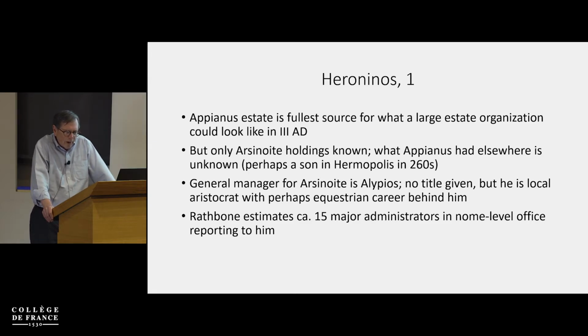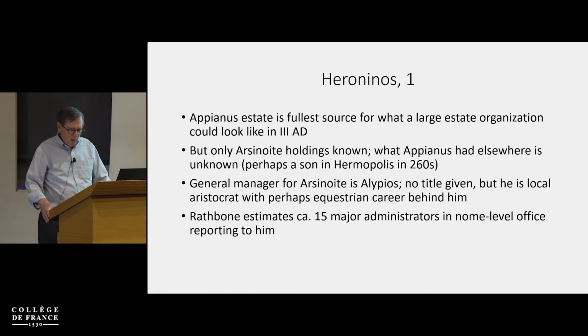And Rathbone has noted that the Appianus alias Demetrius, attested in Hermopolis in the 260s, might be his son. If so, it is particularly interesting to observe that this man served as an epitropos for local aristocrats. And this is precisely the pattern we find in the Arsinoite estate of Appianus.